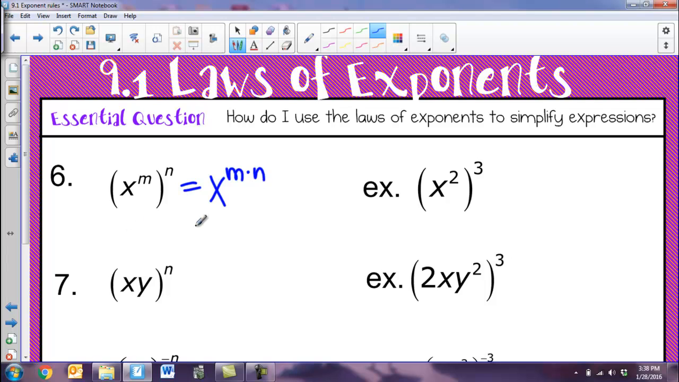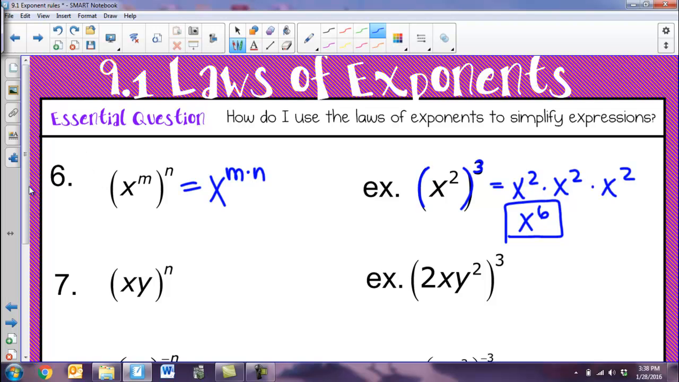Okay, and again, this makes sense. If I listed this out, there would be 3 of these things in parentheses. So I'd have x squared times x squared times x squared. And we just talked about what that rule was. I keep the base and I add the exponents, so 2 plus 2 plus 2 is 6. Multiplication is just repeated addition. So right here, x to the 2 times 3 is just x to the 6. So multiply your exponents together.